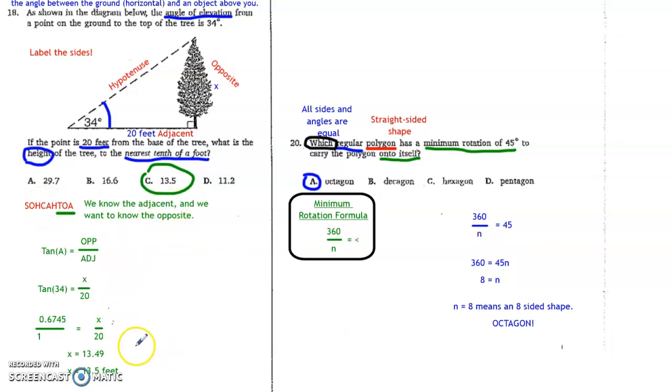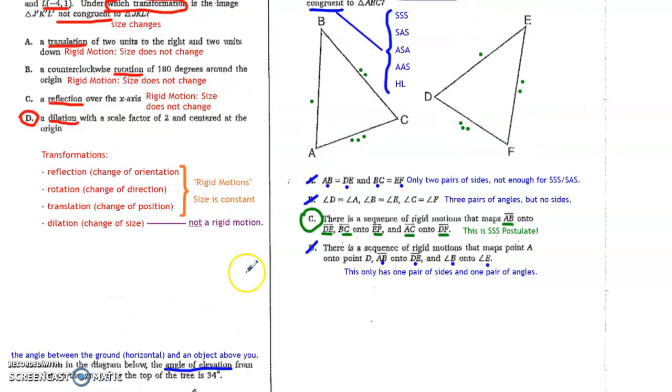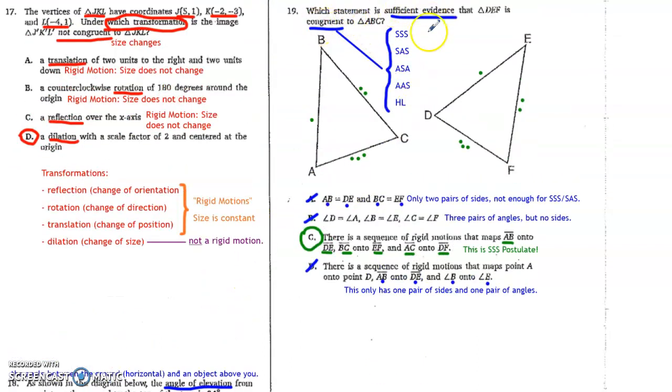So solve this equation. This is algebra, so I'm not going to explain that part. 13.5 is our answer. For number 19, it asks which one gives us sufficient evidence that these two triangles are congruent to each other. These are the 5 methods for sufficient evidence for congruency, but only letter C is enough because only letter C gives us the SSS postulate. This only gives us 2 pairs of sides, which is not enough. This is only 3 pairs of angles, which is not enough. And this is a pair of sides and a pair of angles, which is not enough.